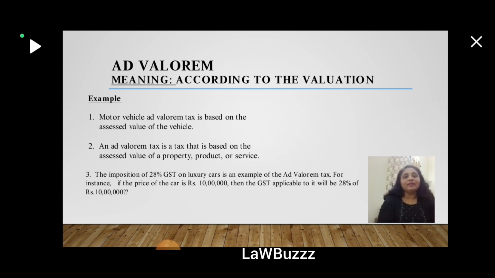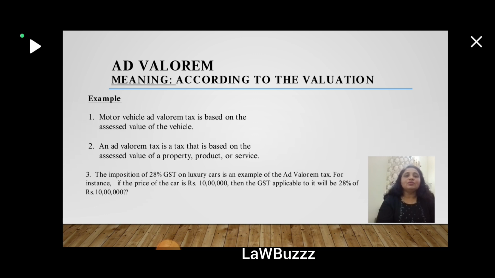Motor vehicle ad valorem tax is based on the assessed value of the vehicle. Simple meaning, simple example, right? Okay, you understood. So according to the vehicle's value, the taxes will be charged. So if the vehicle is 25 lakhs or 10 lakhs, or a 2 lakh car, according to that, the taxes will be applied to that property or according to the items.